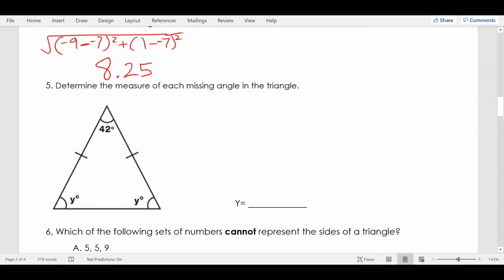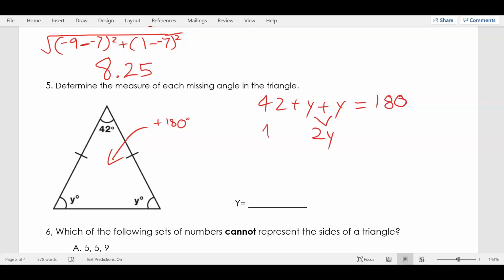Okay. Let's determine the measure of each missing angle in the triangle. Well, the only missing angles are y. We know that inside of a triangle, it adds up to 180 degrees, right? So let's set that up. Let's add up all three angles. 42 plus y plus y equals 180, right? Angle plus angle plus angle equals 180. Okay. So let's combine like terms. A 1y plus a 1y is a 2y. Breaking everything else down.